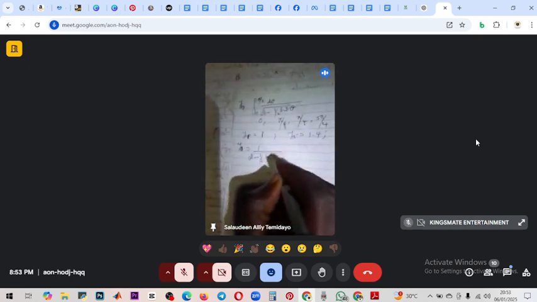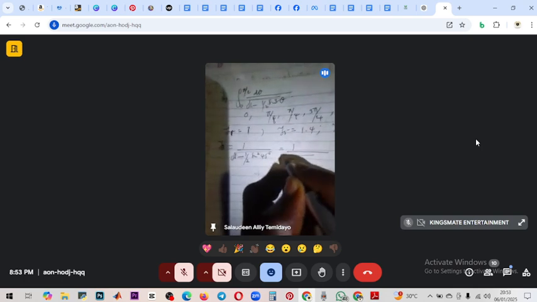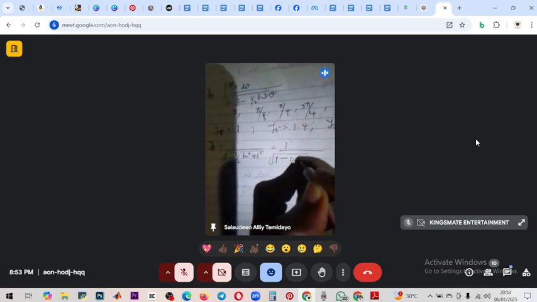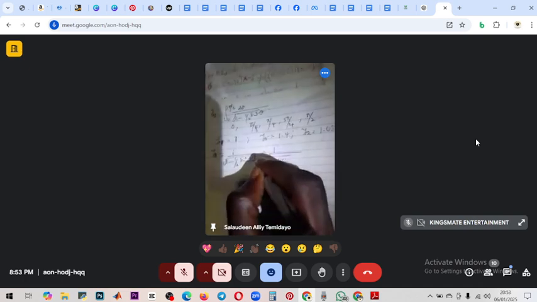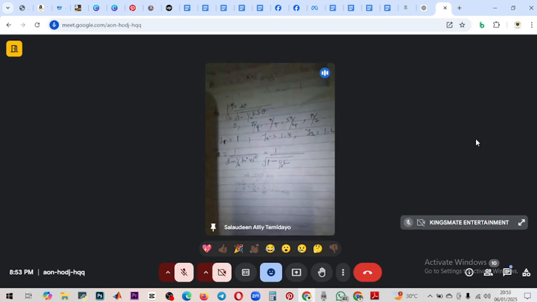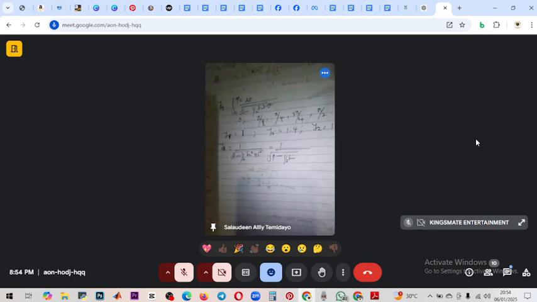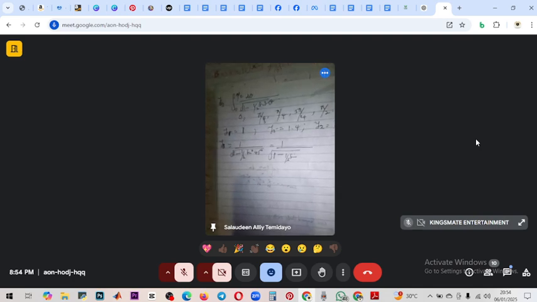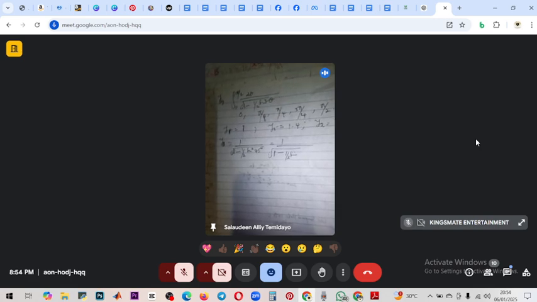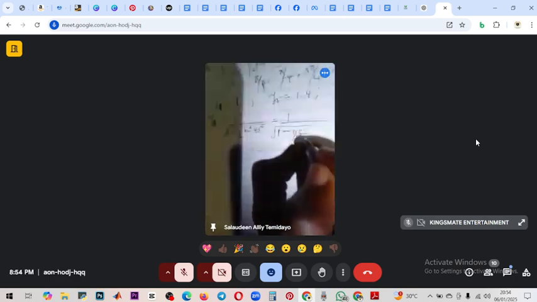So pi over 4 is 45 degrees. So the calculator now is going to be like this. 1 minus 1 over 2 sine 45 degrees. Sine 45 is going to give me 0.7071. If I square that, I'm going to be having 1.4 or something. I'm not sure, let's see. Sine 45, 0.7071, yes.